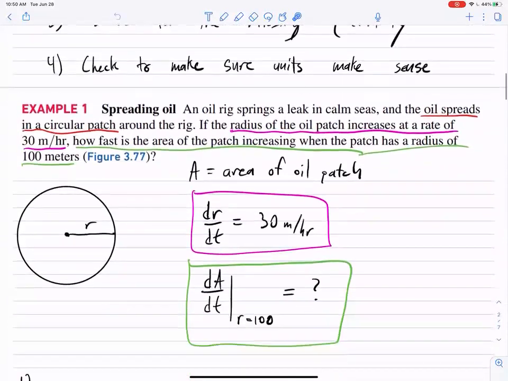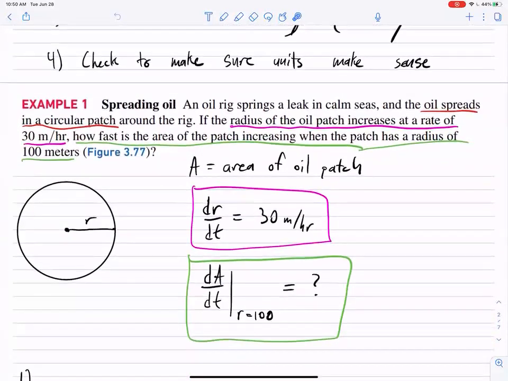And so here's example 1, and I've already kind of color coded it to show you the important things, but let me read through it. So, spreading oil. An oil rig springs a leak in a column, and the oil spreads in a circular patch. And so here's a picture of that, a circular patch. If the radius of the oil increases at a rate of 30 meters per hour, how fast is the area of the patch increasing when the patch has a radius of 100 meters?